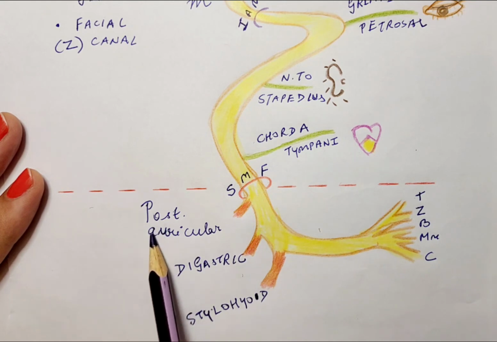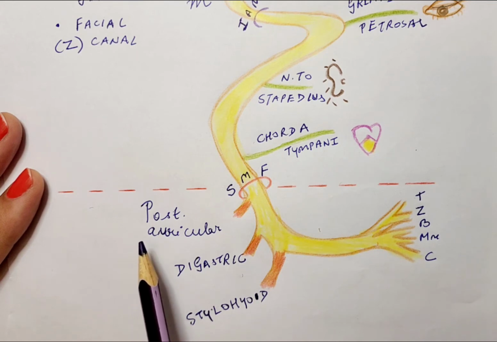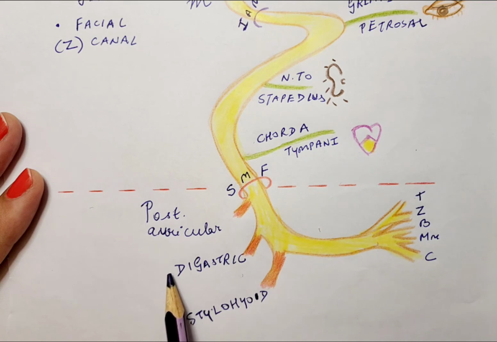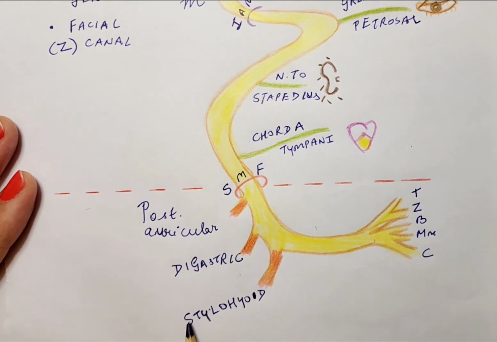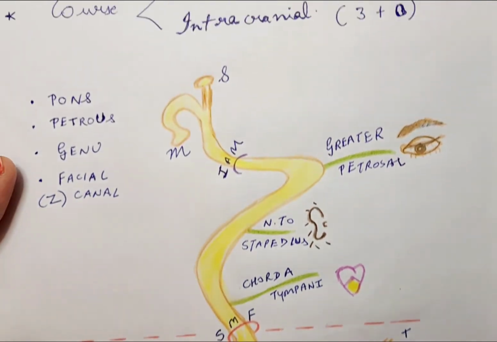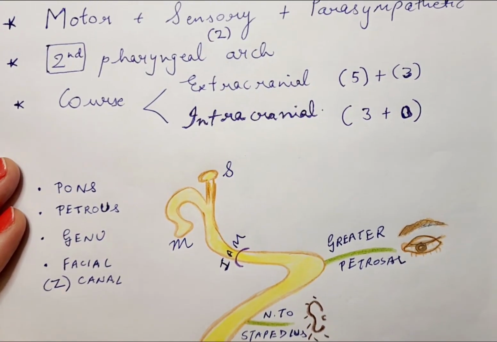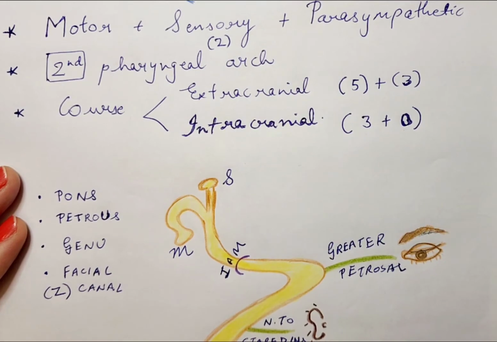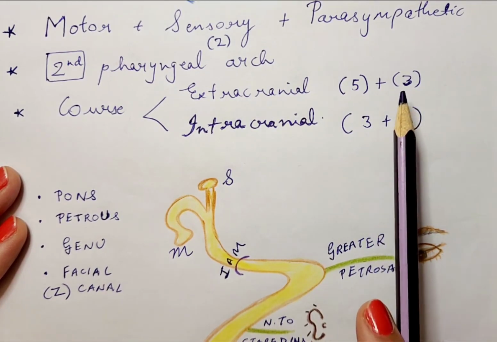The first one is the posterior auricular nerve, which gives the motor innervation to certain muscles around the ear. Then there is the nerve to the digastric, and then the nerve to the stylohyoid. So in the description of the pharyngeal arches, these muscles and their nerve innervations have been described, which is given off by the facial nerve. Finally, as we progress further, we are going to see the terminal branches that are in relation to the facial muscles and the parotid gland. So this is the basic understanding of the intracranial course and the other 3 branches of the extracranial course.